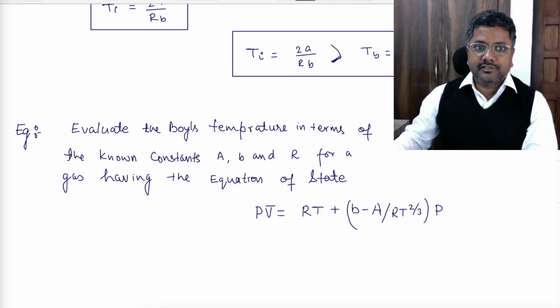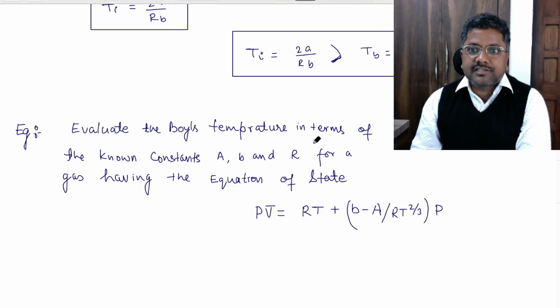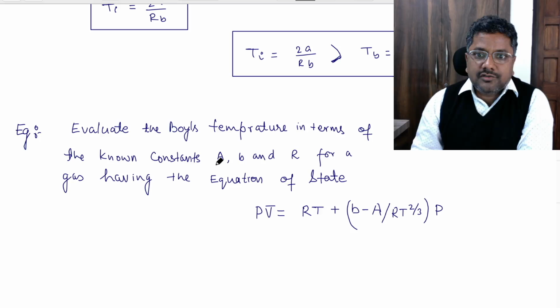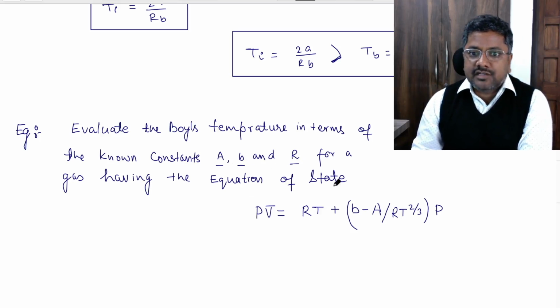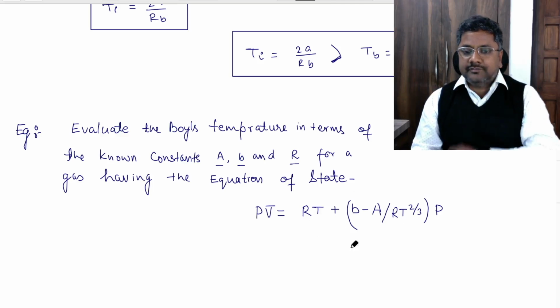This is one question based on the virial gas equation. Evaluate Boyle's temperature in terms of the known constants a, b, and R for a gas having the equation of state as given. Suppose that this equation of state is given for any gas.